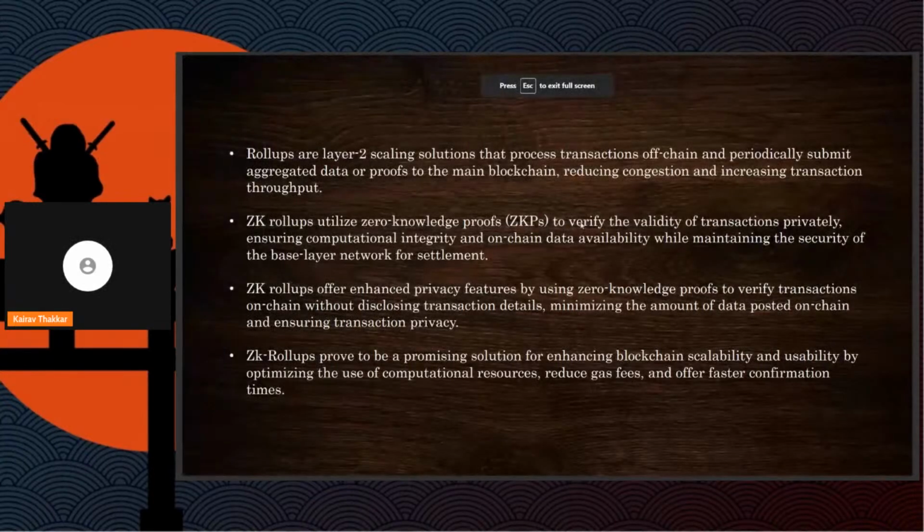Now, ZK Rollups use these zero knowledge proofs to verify the validity of transactions privately and ensure that the computational integrity is maintained. We are minimizing the amount of data that is posted on chain and processed on the main blockchain. ZK Rollups are providing a low-cost solution and a sort of bridge so that, let's say, on the main road, there's less traffic.